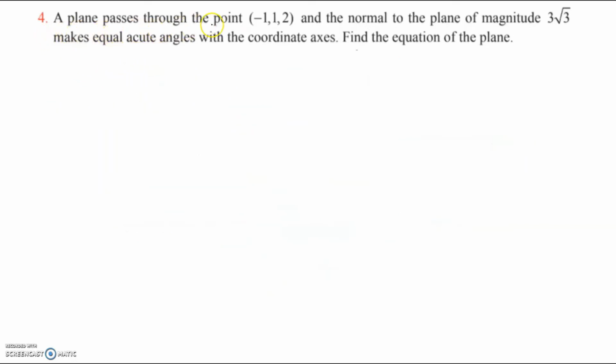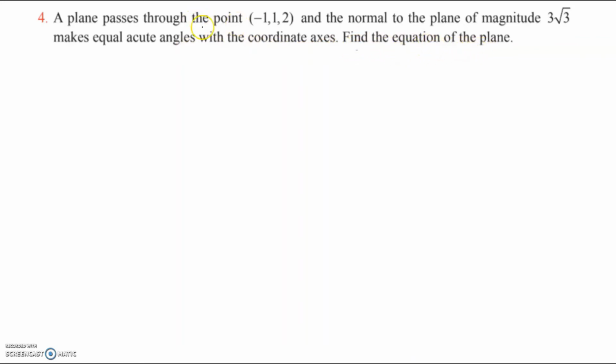Question number 4. A plane passes through the point (-1, 1, 2) and the normal to the plane of magnitude 3 root 3 makes equal acute angles with the coordinate axes. Find the equation of the plane.